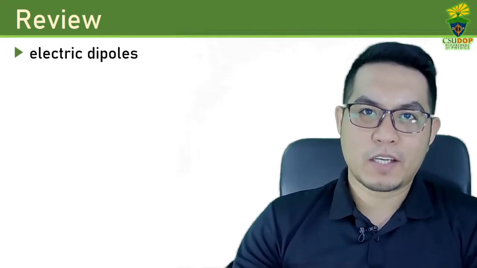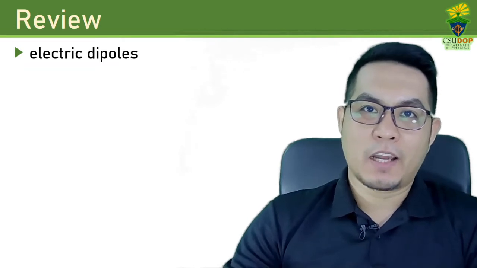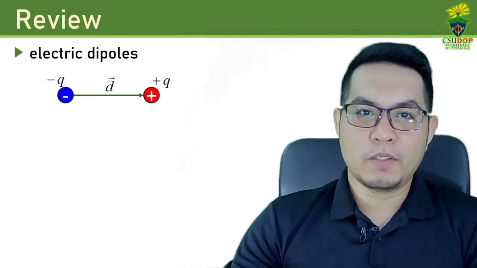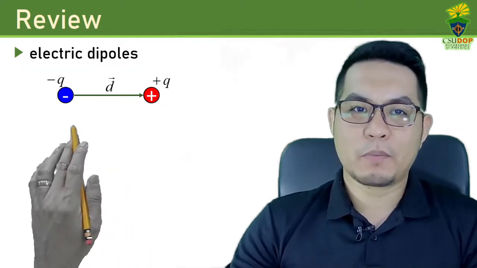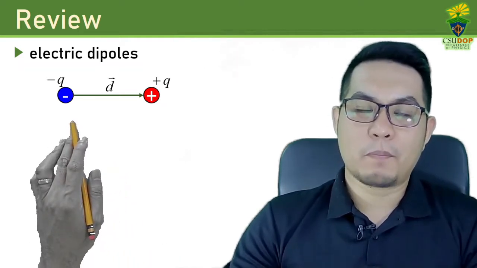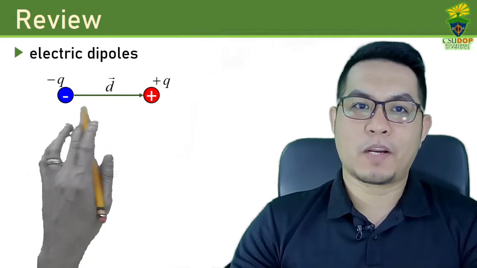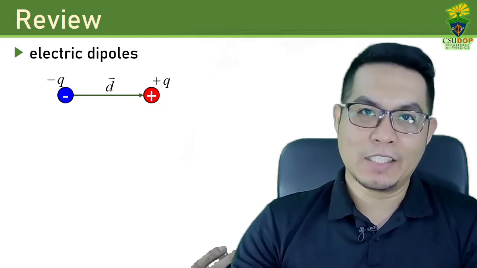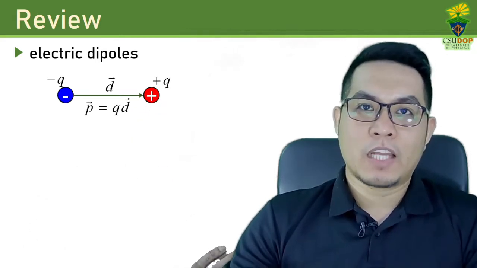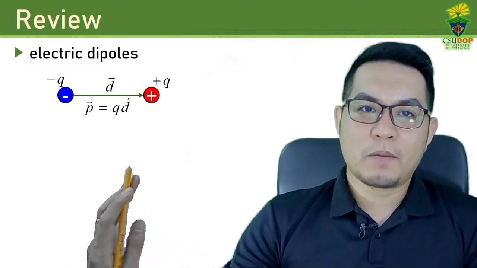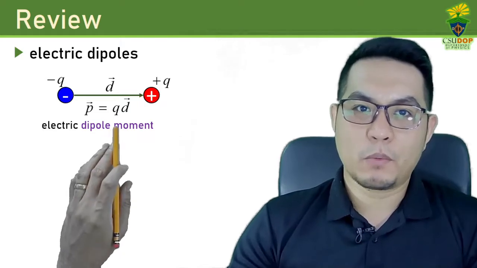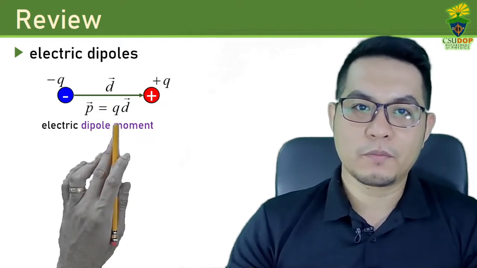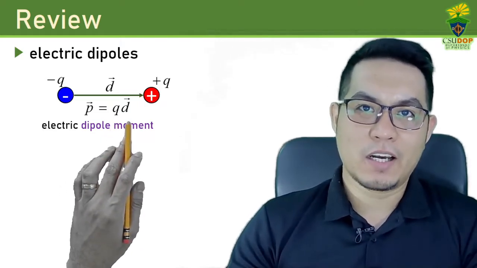We have discussed electric dipoles in the previous chapter. An electric dipole is basically just a pair of a positive and negative charge separated by a distance d. This electric dipole has what we call an electric dipole moment, which is just the product of the charge times the distance.